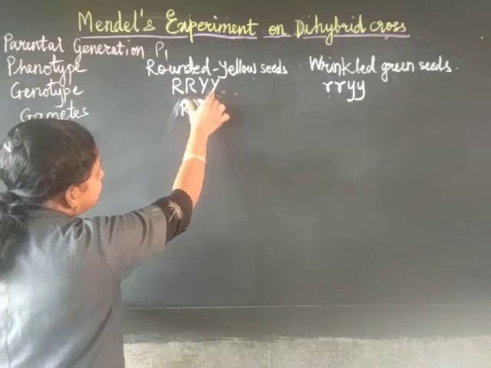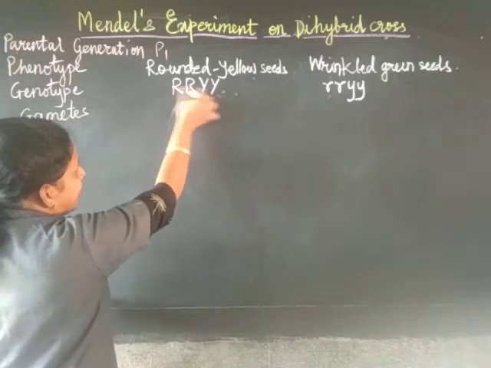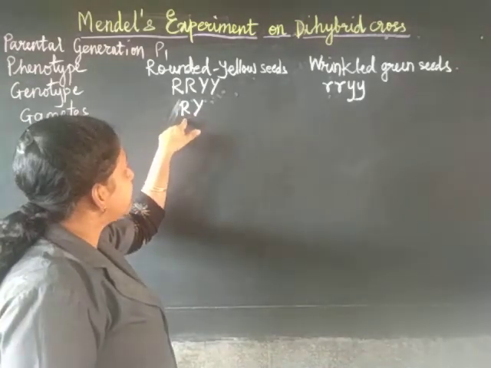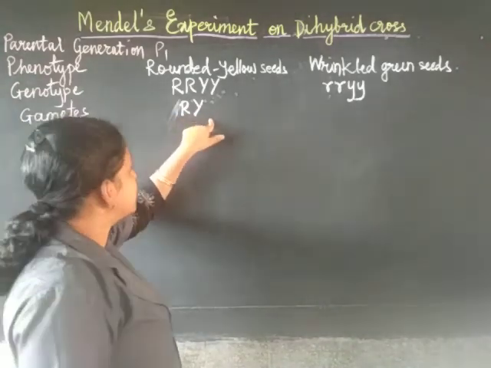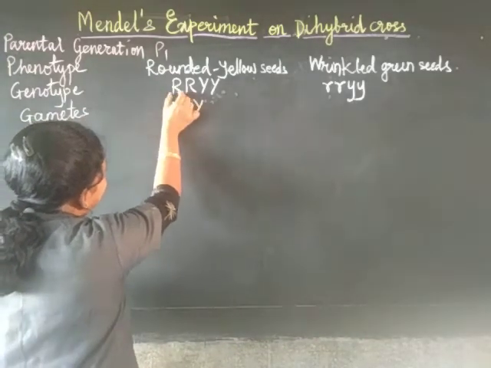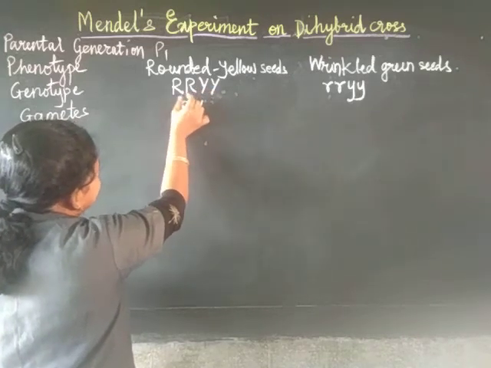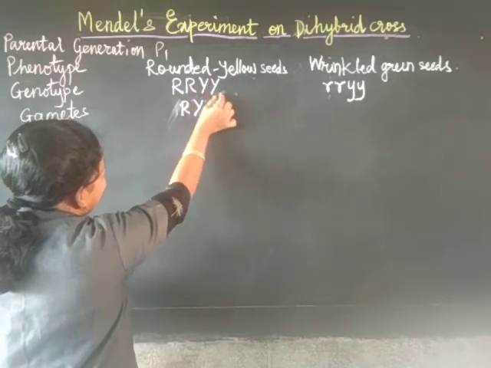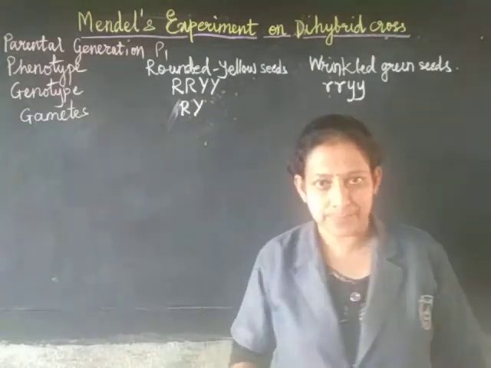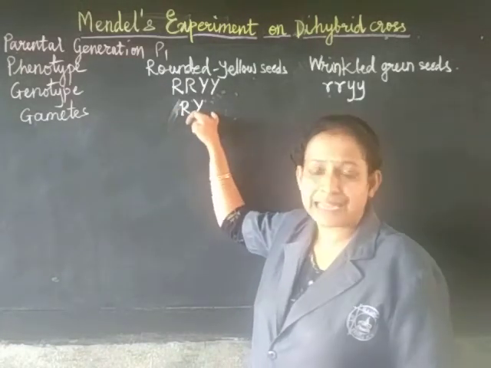Since these are two different characteristics, each gene of the pair will come as a gamete here. So here you are getting the capital R and capital Y combination. Like that you can have how many gametes here? Capital R, Y, again capital R, Y, again capital R, Y, capital R, Y. You can get four gametes of the same type. That is why we are writing only one gamete here.